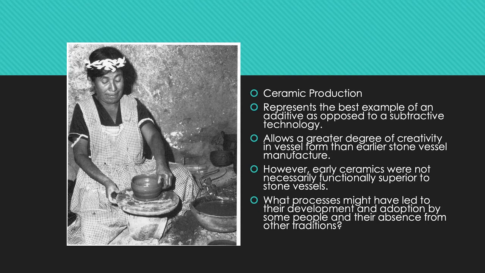What's interesting, though, is that earliest versions of ceramics were not necessarily functionally superior to stone vessels. Particularly in their lower fired states, we'll talk about here in a second, they are not necessarily as waterproof, not necessarily as resistant to heat. Many earliest versions of ceramics couldn't even be used over direct heat from a fire without cracking and being lost. So you have to wonder what kinds of processes might have led to their development and adoption by some people and their absence from other traditions.